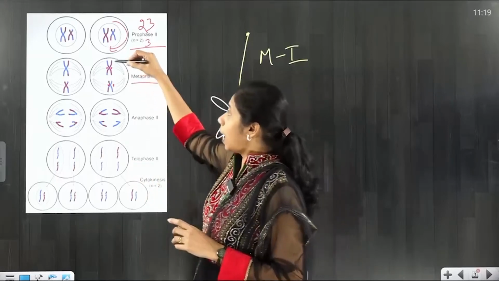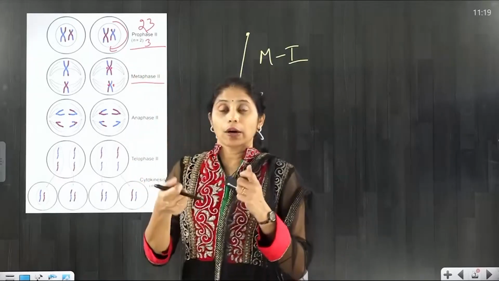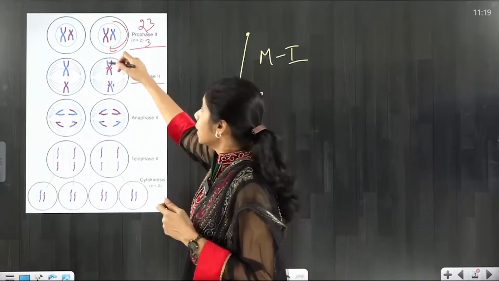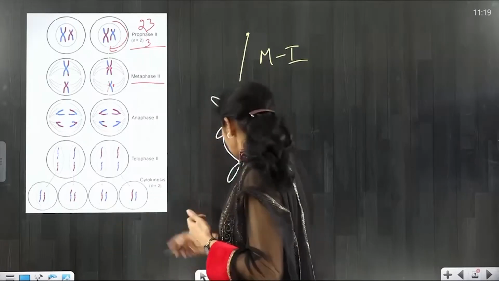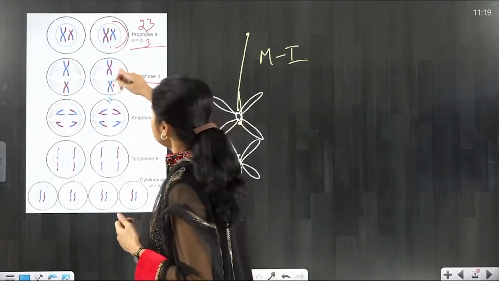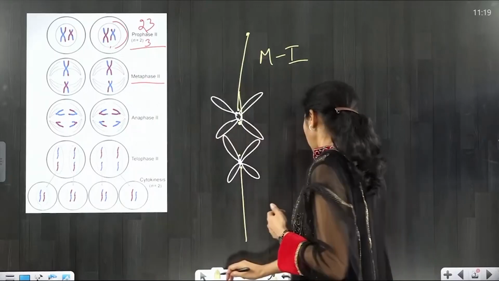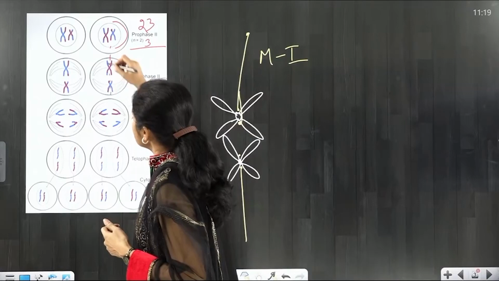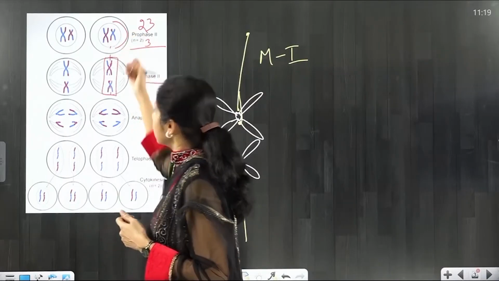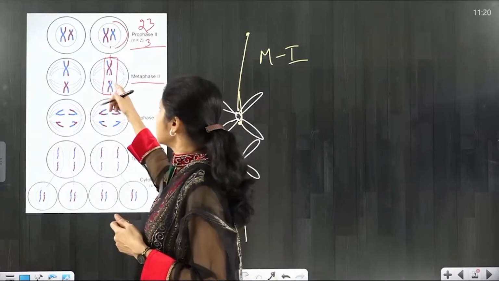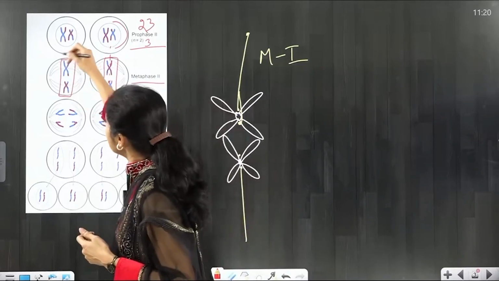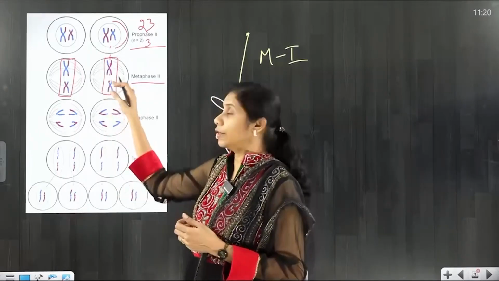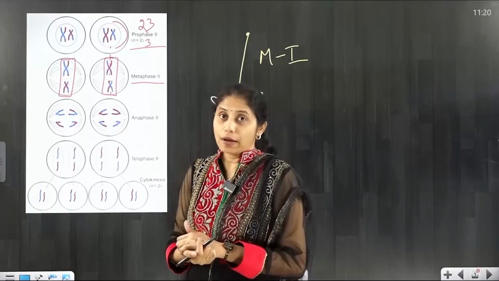After the attachment, these spindle fibers will undergo contraction and relaxation, and they will bring all these chromosomes to the center of this cell. Once they reach the center of this cell, the metaphase plate is formed like this. Here in this cell one metaphase plate, and in this cell also one more metaphase plate. Two metaphase plates are formed because it happens in both the cells.